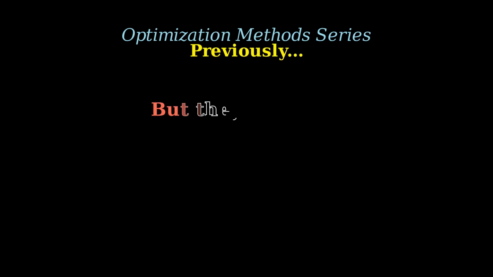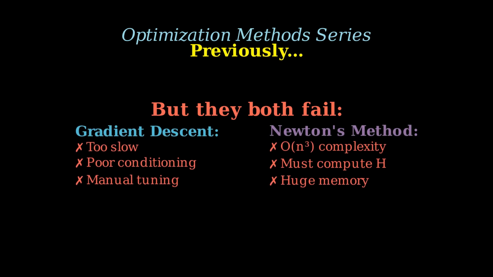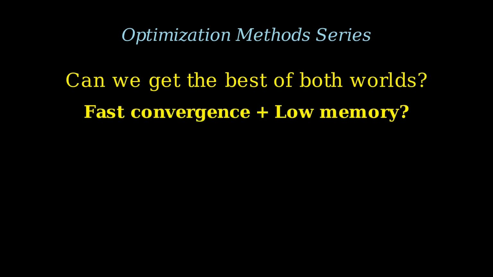Both methods fail in different ways. Gradient descent is too slow. Newton's method is too expensive. So here's the question. Can we get the best of both worlds? Fast convergence and low memory?